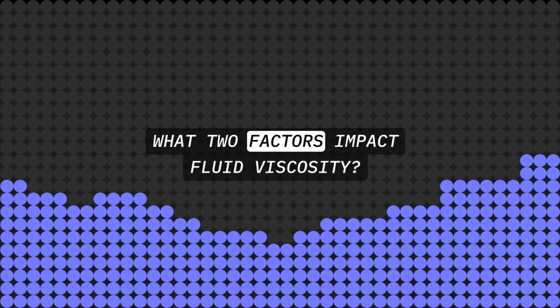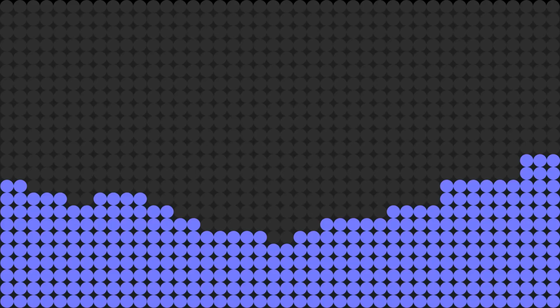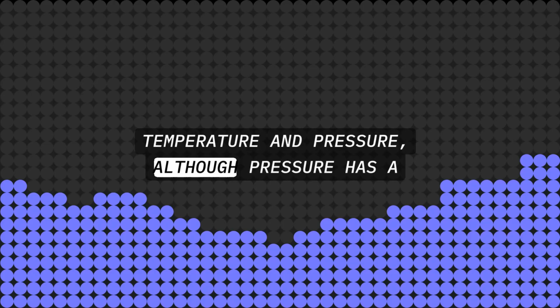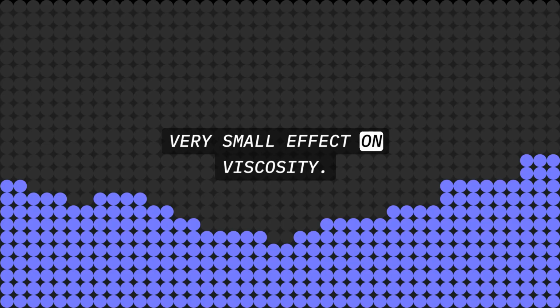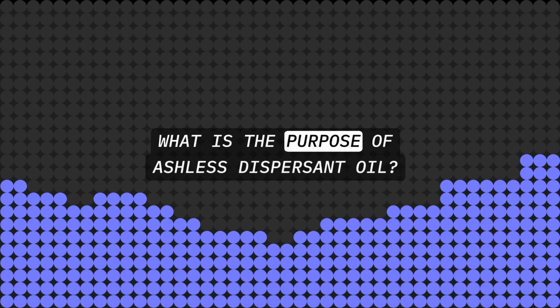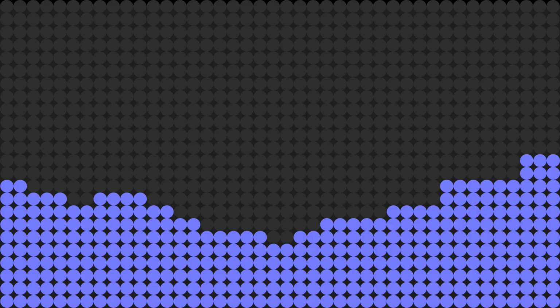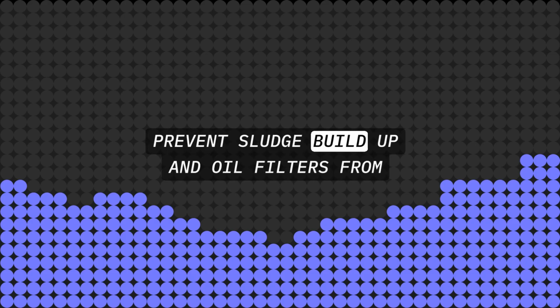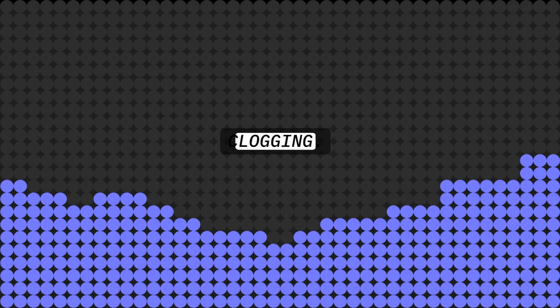What two factors impact fluid viscosity? Temperature and pressure, although pressure has a very small effect on viscosity. What is the purpose of ashless dispersant oil? To prevent sludge buildup and oil filters from clogging.